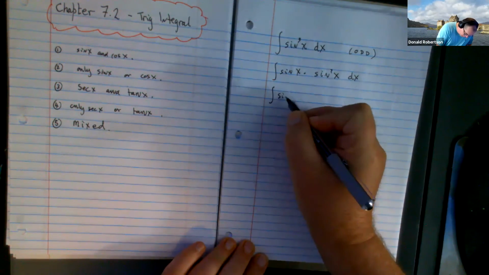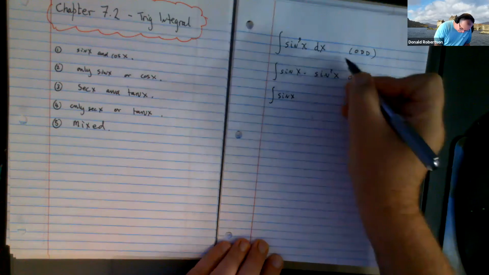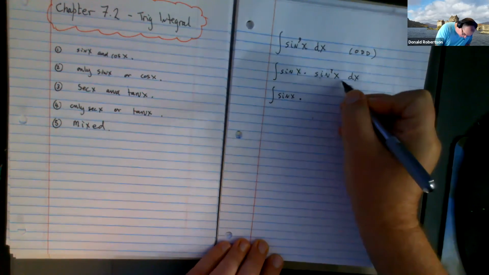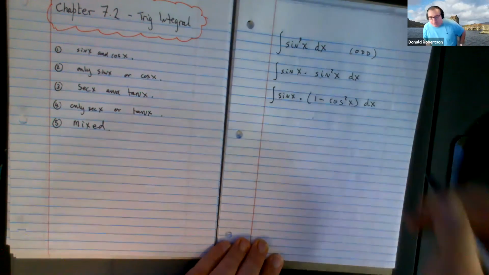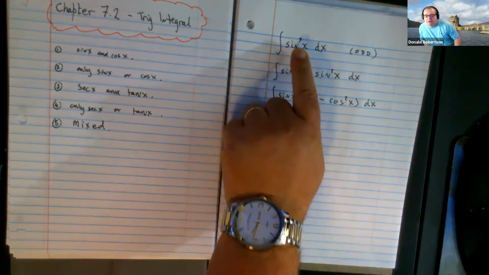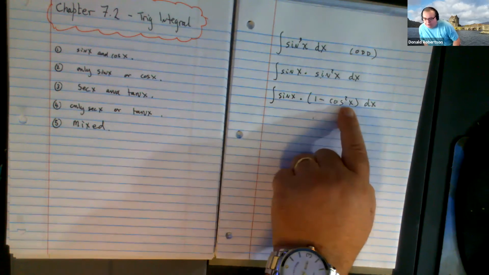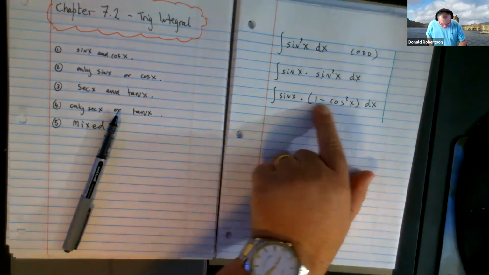Which seems a bit strange. Pull out, since it's odd, you can do that. Pull out a single sine x, whatever's left gets left behind. Sine squared x can be rewritten as 1 minus cos squared x. So you will convert your original sine power into a single sine x with whatever is left in terms of cosine. So far, so good. What technique do you think I'm now going to use to integrate this?